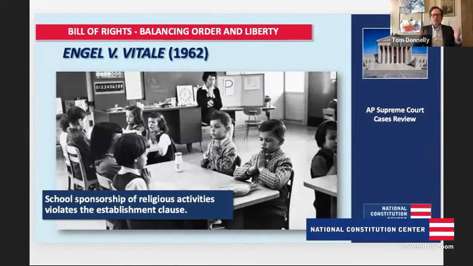Engel versus Vitale is best known as a school prayer case. And so again, we're in the Warren Court. It's a 6-1 decision by Justice Hugo Black. What's happened here? New York's Board of Regents has authorized public schools to recite a short voluntary prayer at the beginning of each school day. And this prayer reads as follows: Almighty God, we acknowledge our dependence upon thee, and we beg thy blessings upon us, our parents, our teachers, and our country.